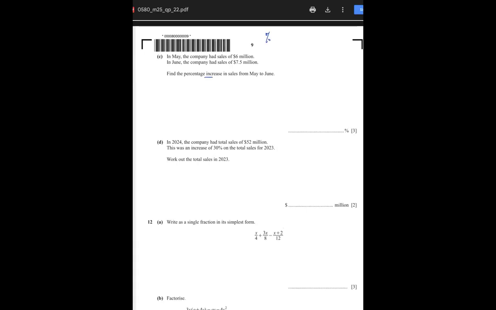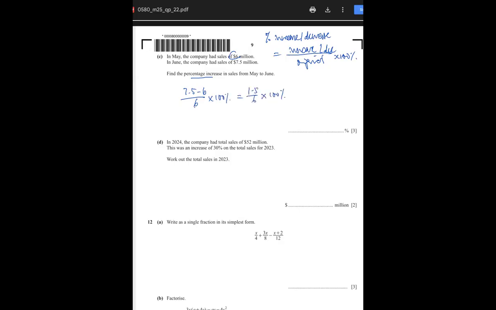I said this many times to my students. If we have done the percentage increase decrease chapter, percentage increase or decrease is your increase or decrease over your original times 100%. So the increase is 7.5 minus 6 million. Your original is 6 million because you start from May. Times 100%. So this is 1.5 over 6 times 100%.